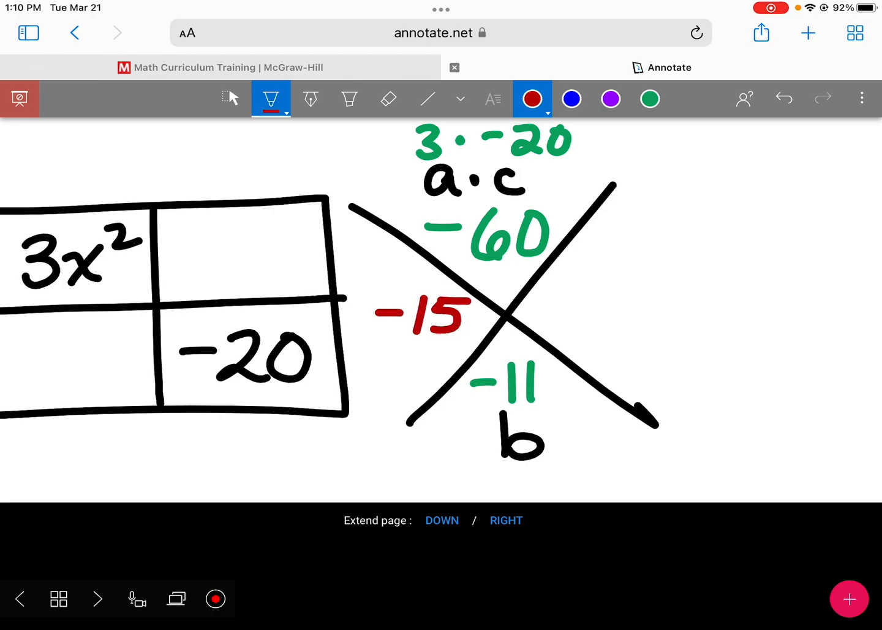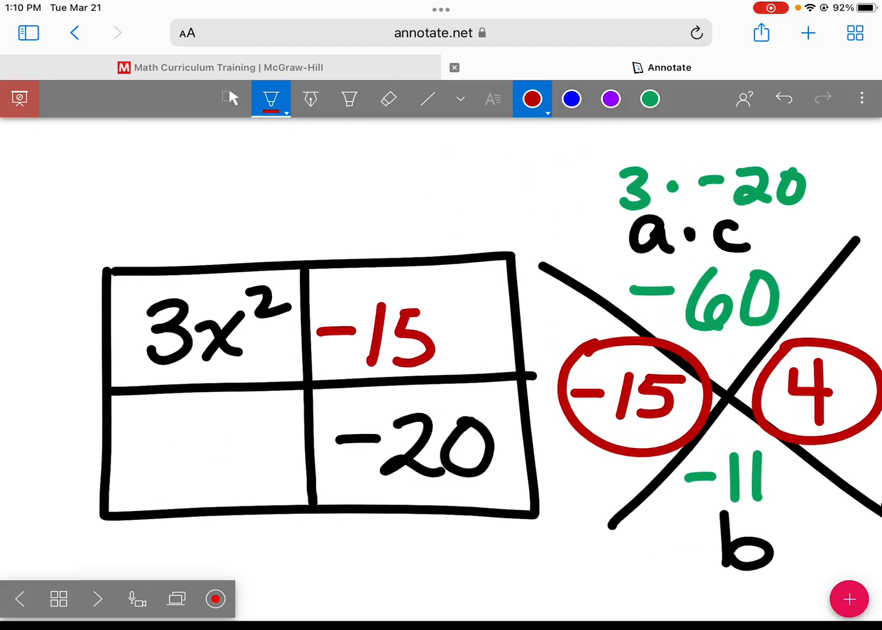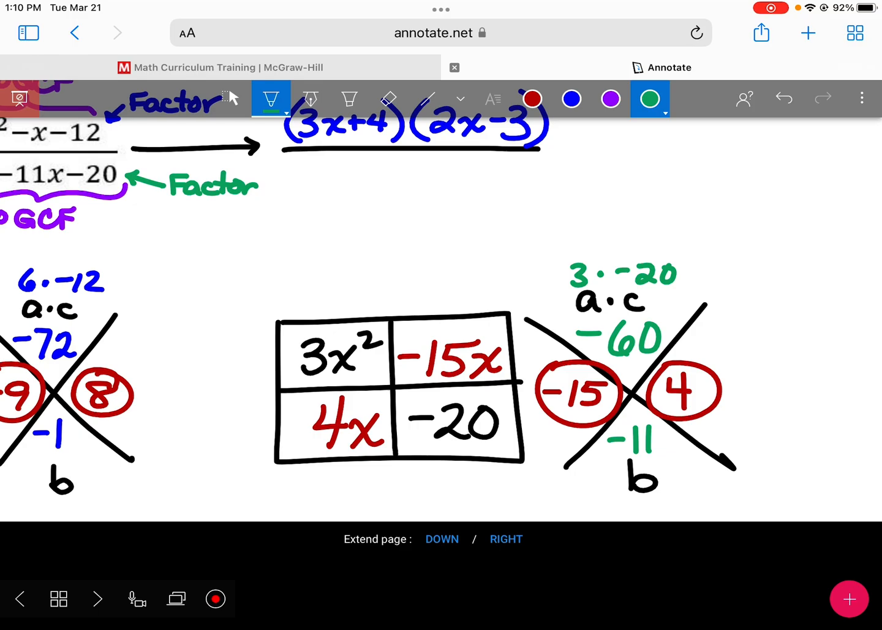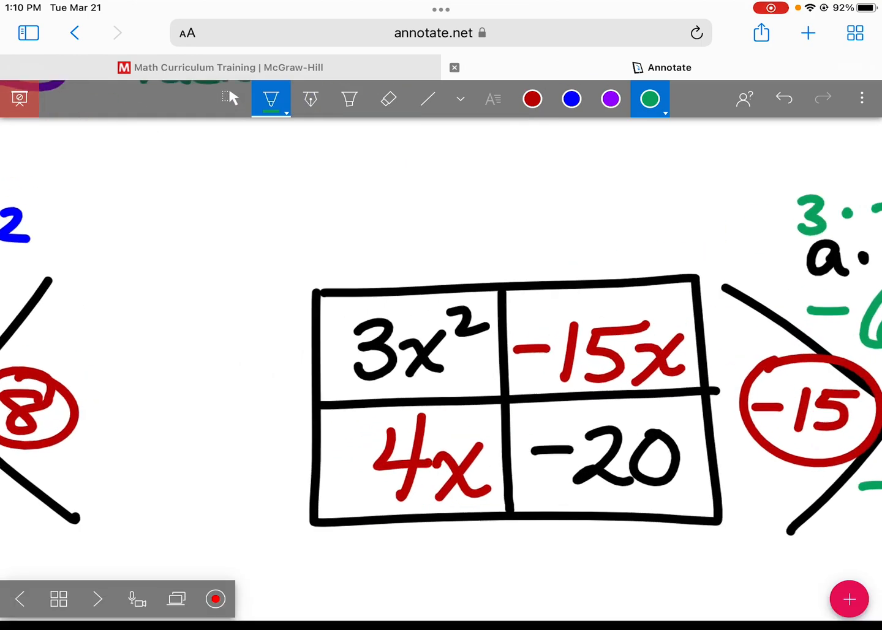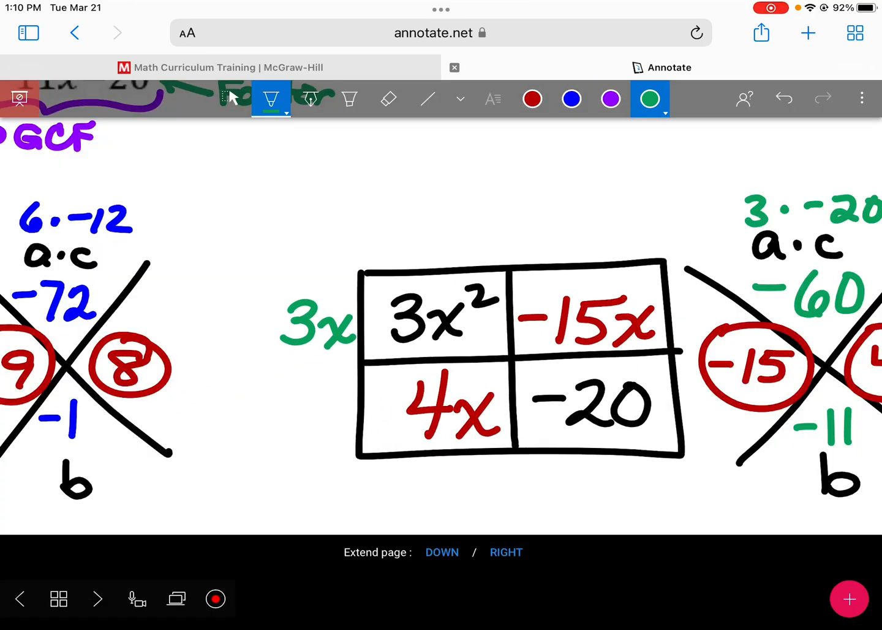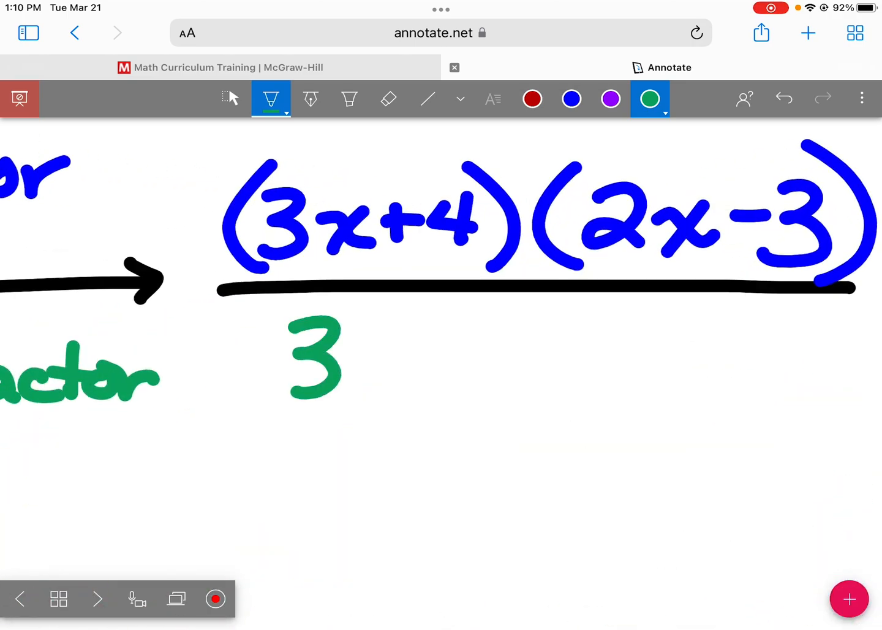Negative 15 and positive 4. Negative 15x, positive 4x. Greatest common factors all over again. What's the biggest thing that goes into 3x squared and negative 15x? 3x. What's the biggest thing that goes into 4x and negative 20? 4. Positive or negative? Positive. So 3x plus 4 is a factor down here.